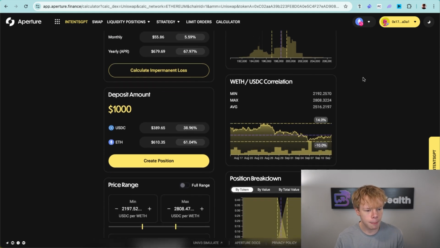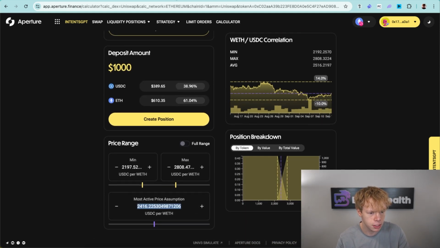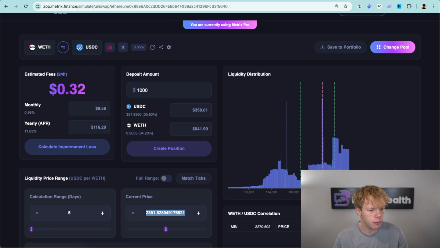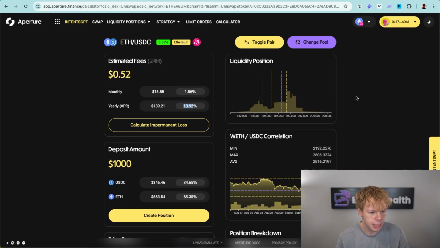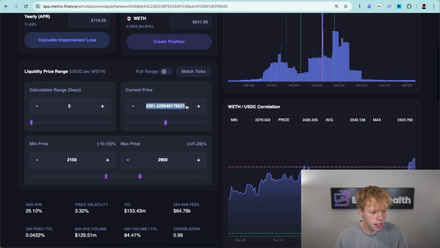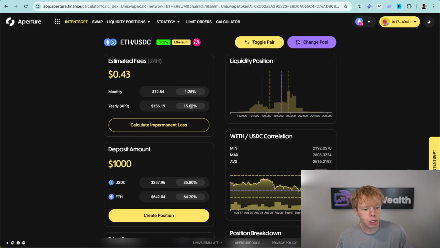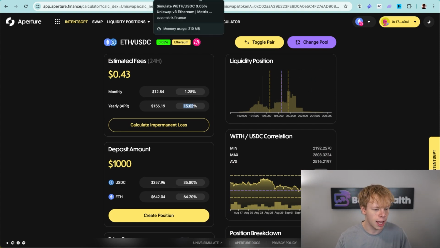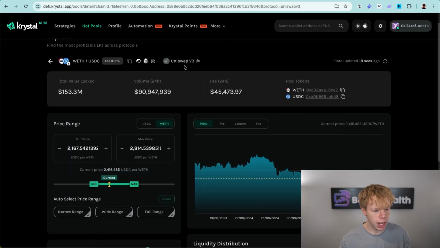Now if we're going to head over to Aperture and do that exact same thing, we do have the functionality to adjust the current price. So we'll just go ahead and copy and paste straight from Metrix Finance. That's at the peak of liquidity now, and you'll notice that we're doing about a 19% APR. And the next thing that we actually need to do is fill out our range, which is 2150 to 2900. And just like that, Aperture is showing that we're getting roughly 15.5%, but I'm personally going to believe that that's not the case. And the main reason why is because we're at that peak of liquidity distribution right here. Now we're going to head over to Krystal and do that exact same thing.